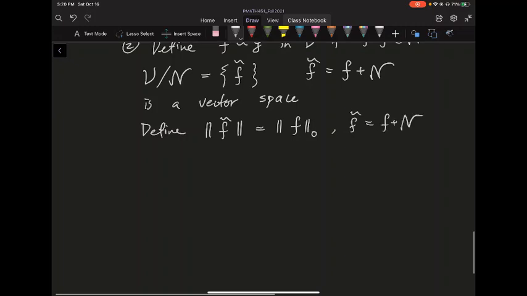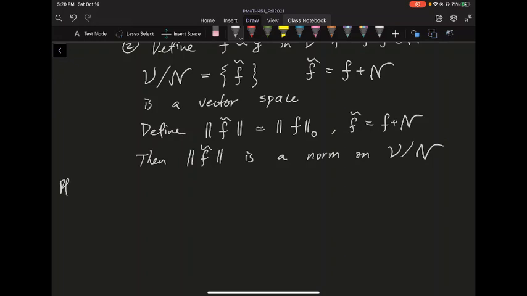It turns out this new norm we defined is in fact a norm on V quotient n. So V quotient n becomes a normed vector space. Let's prove this fact. First of all, I want to show that n is indeed a vector space.